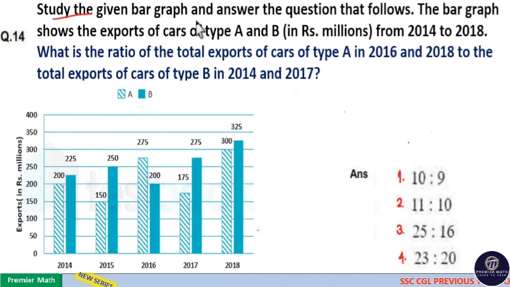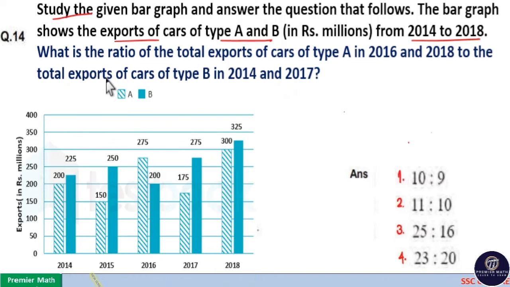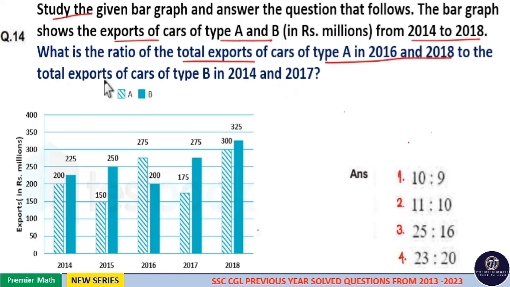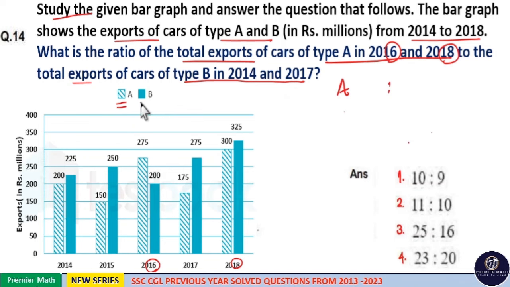Study the given bar graph and answer the question that follows. The bar graph shows exports of cars of type A and B in millions from 2014 to 2018. What is the ratio of total exports of cars of type A in 2016 and 18 to the total exports of cars of type B in 2014 and 17? So A in 16 and 18. Here A means the shaded portion, B means the solid portion.